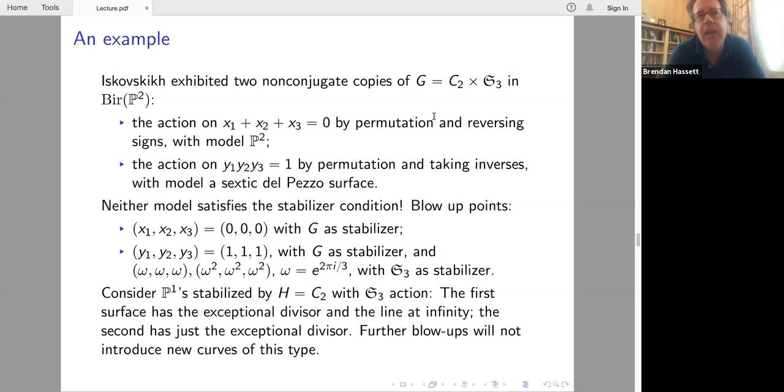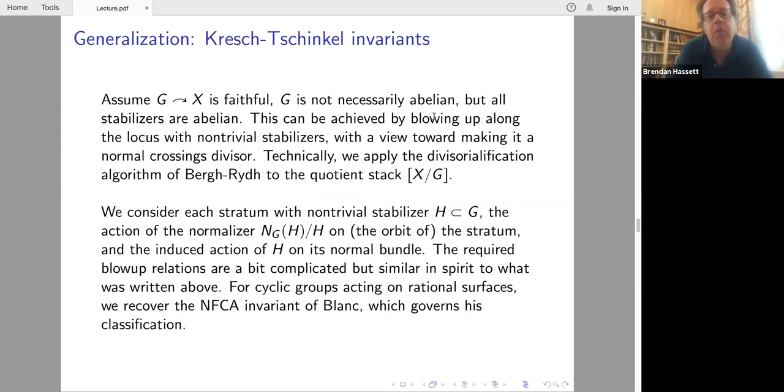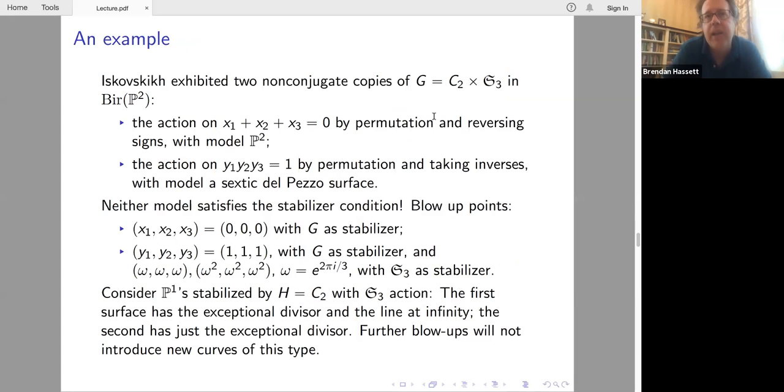So in this case, they keep track of the stable birational equivalence class of the fixed point loci and the action. So you look at the action of the normalizer as well. So that's like the S3 action on the stable. So you're keeping track of the stable birational geometry of these invariant loci in smaller dimensions.